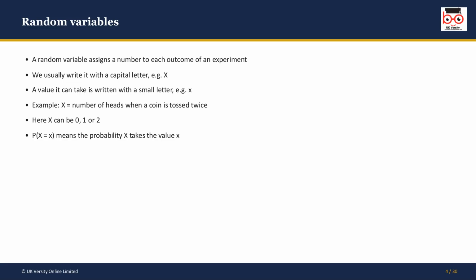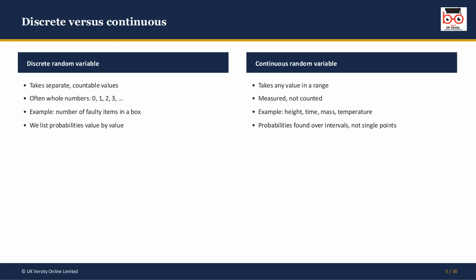A random variable assigns a number to each outcome of an experiment, and we usually write it with a capital letter, like X. A particular value it can take gets a small letter, x. For instance, if X is the number of heads when you toss a coin twice, then X can be 0, 1 or 2. And the notation P(X = x) just means the probability that X takes that particular value. There are two families to keep apart.